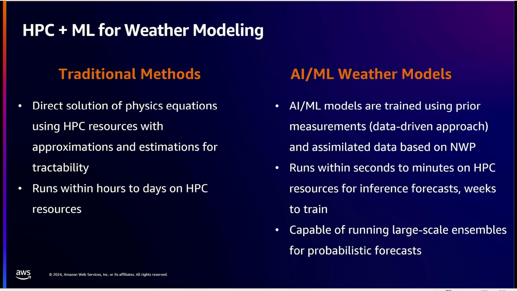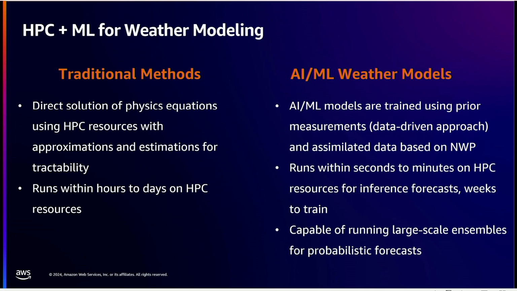over the next 7 to 10 days. Now, we are at a tipping point whereby AI/ML weather models are proving to be more and more reliable, sometimes even exceeding the accuracy you'd get from high-resolution numerical weather forecasts. They are indeed trained based on observational data in a data-driven approach, but also on assimilated data that is based on the numerical weather predictions.